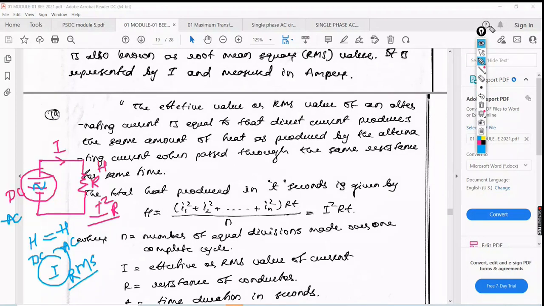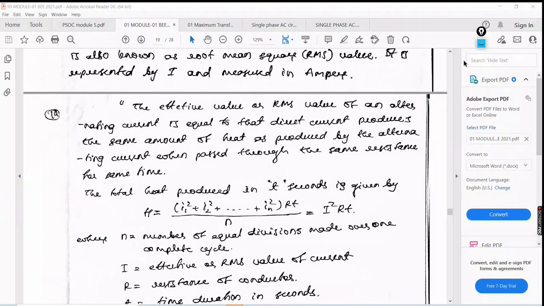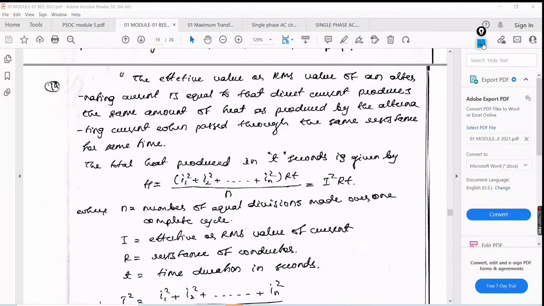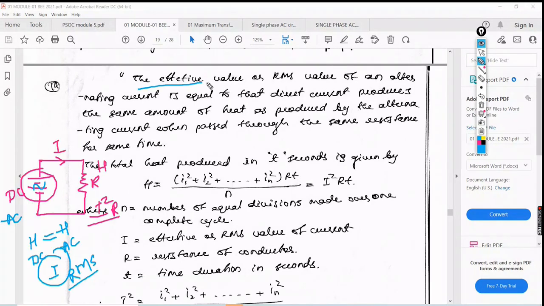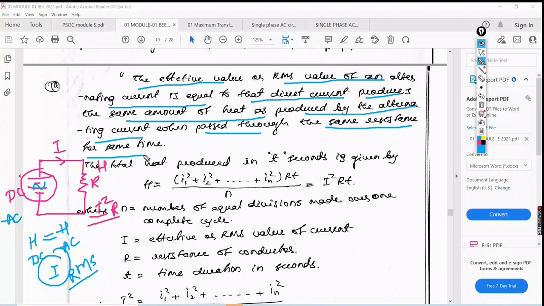That will be defined here. The effective value or RMS value of the alternating current is equal to the direct current that produces the same amount of heat as the alternating current when it is passed through the same resistance for the same amount of time.